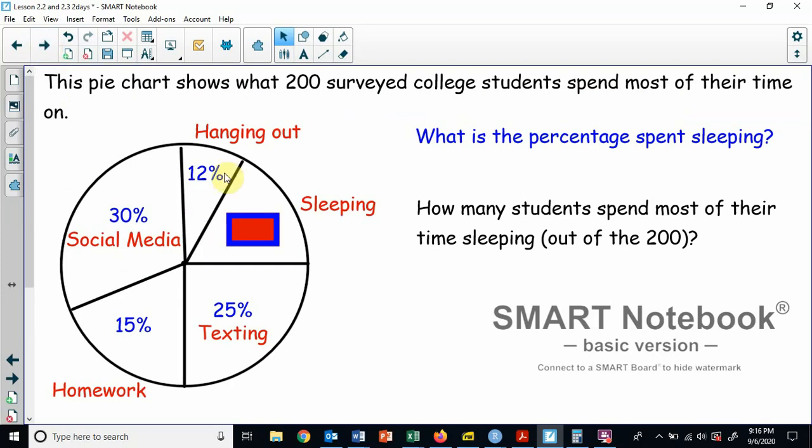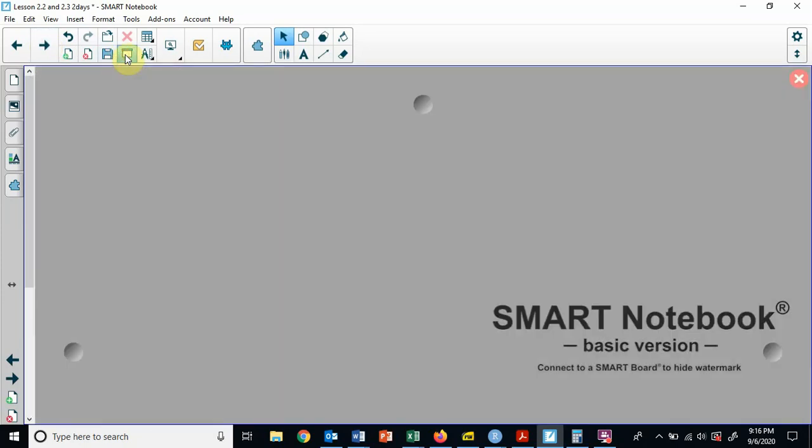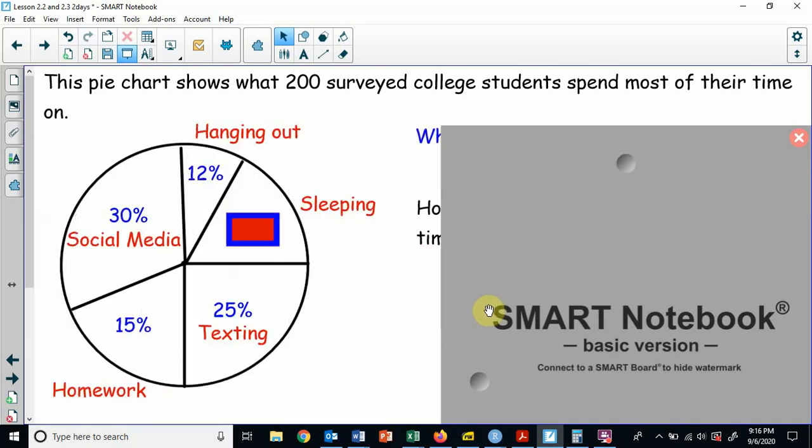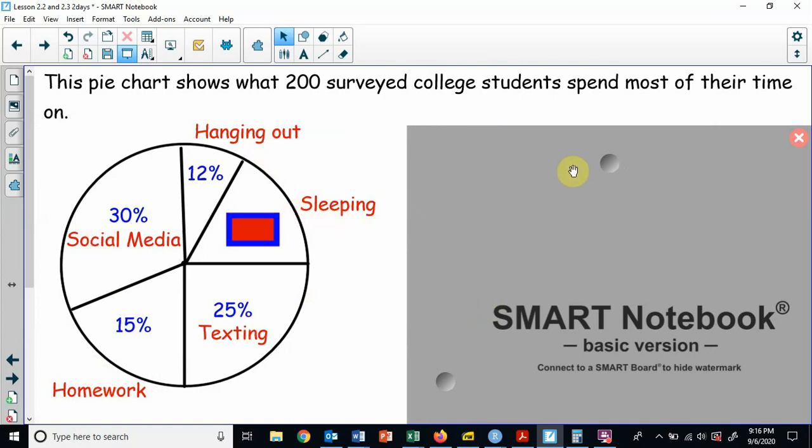So my pie chart's kind of hurting, but don't hate on it. Let me make it so there's less things in our way. This pie chart below shows you what 200 surveyed college students spend most of their time on. So what's their most time-consuming thing? Some of them answered social media, some homework, some texting, some hanging out, and some sleeping. Notice I have the percentage covered on sleeping.